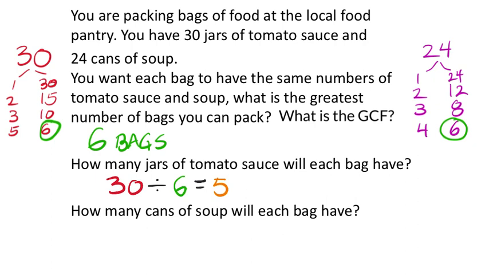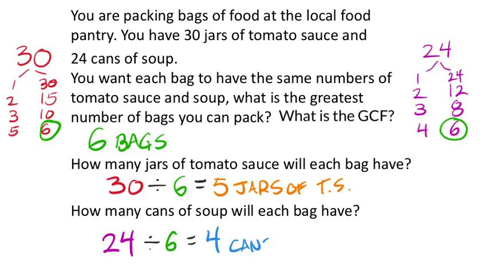5 tomato sauces. Oh, I guess they're jars. So we'll say 5 jars of tomato sauce, which I'm abbreviating because that's a lot of writing. Now, on the same idea here, how many cans of soup will be in each bag? So we're going to take the 24 cans of soup, and we're going to divide them into 6 bags. And this will tell us how many cans of soup are in each bag. 24 divided by 6 is 4. 4 cans of soup.